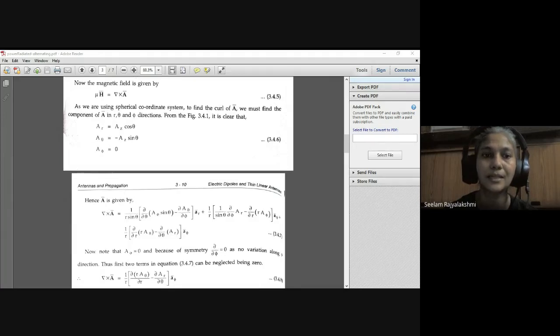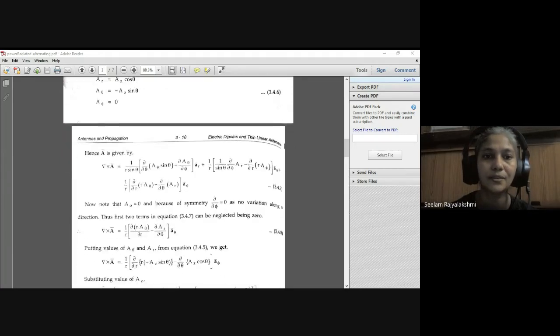So hence A is given by del cross A is equal to 1 by r sin theta [∂/∂θ (A_φ sin θ) − ∂A_θ/∂φ] a_r plus 1 by r [1 by sin theta ∂A_r/∂φ − ∂/∂r (r A_φ)] a_theta plus 1 by r [∂/∂r (r A_θ) − ∂A_r/∂θ] a_phi.